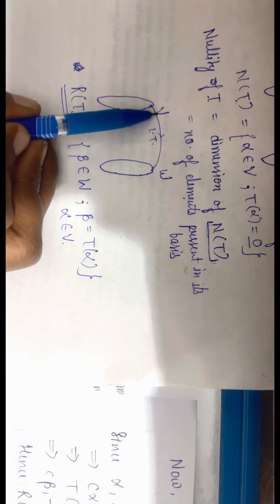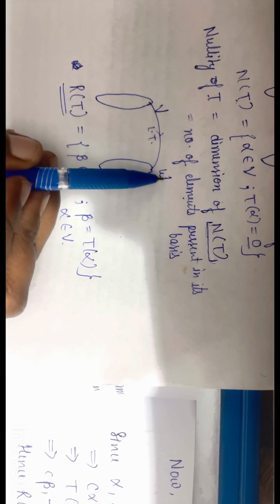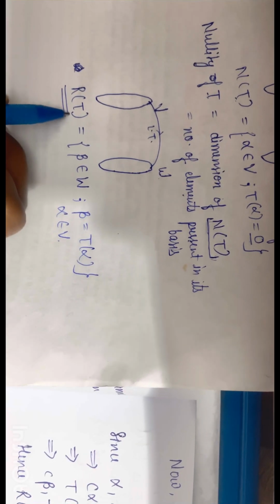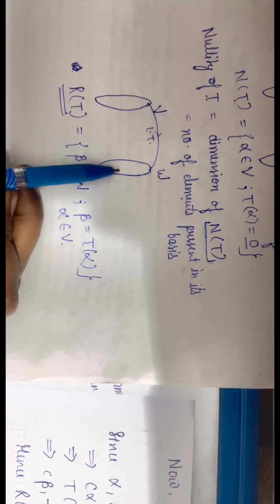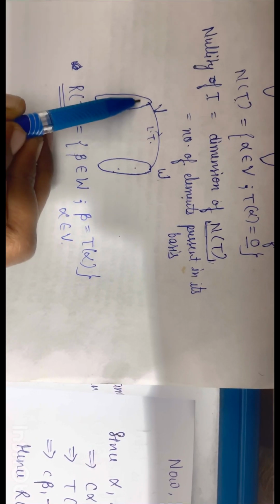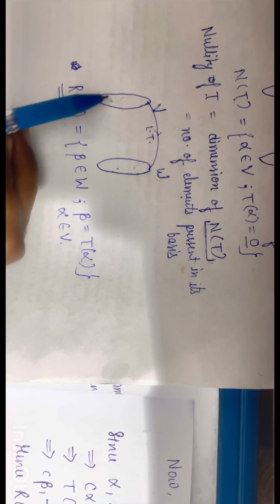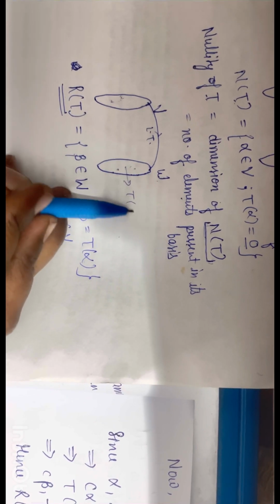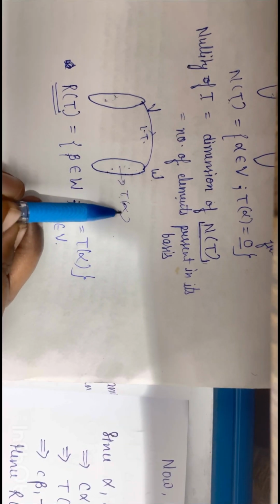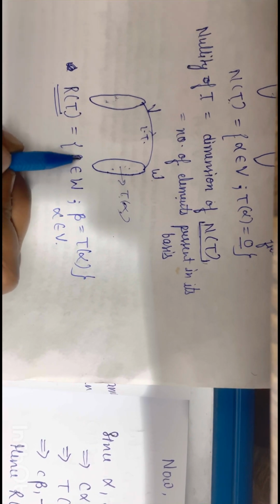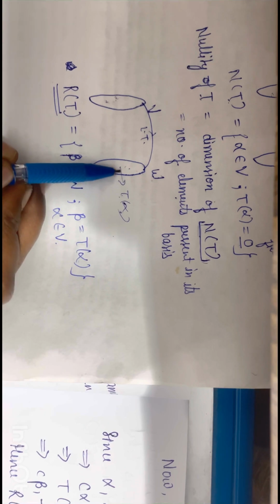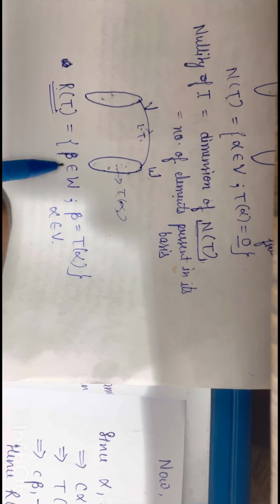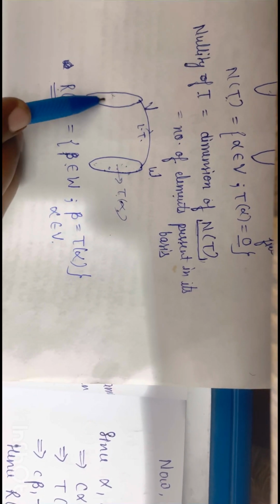Here V is a vector space and W is a vector space. Both are over the same field F. LT is the mapping defined here. So the range space of T will contain those elements of W which are the images of elements present here. So if alpha belongs to V, then its image will be given by T of alpha. So we can say T of alpha, or we can say beta is an element of W. It means this set, the range space of T, will contain those elements of W which are the images of elements of V.